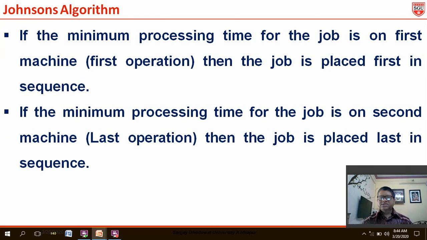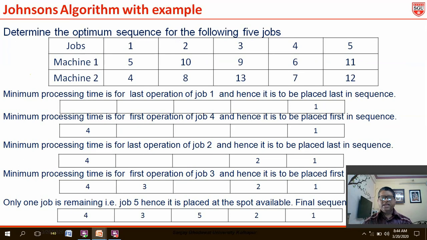Now let us see Johnson's algorithm. Johnson's algorithm is very simple to understand. It states that if the minimum processing time is for the first operation, then the job should be placed first in sequence, and if the minimum processing time is for the last operation, then the job should be placed last in sequence. Let us try to understand this Johnson's algorithm with an example.